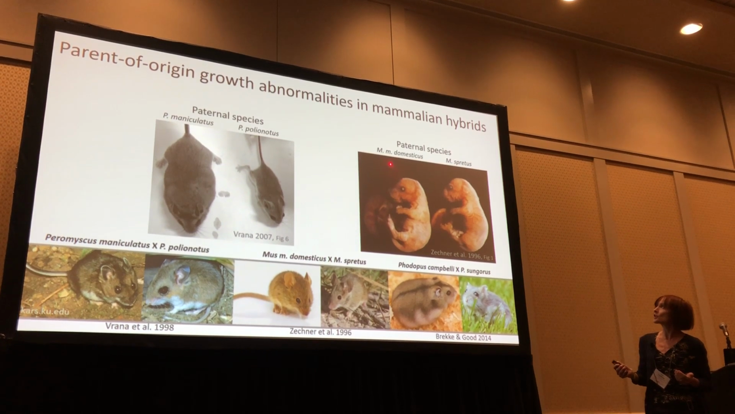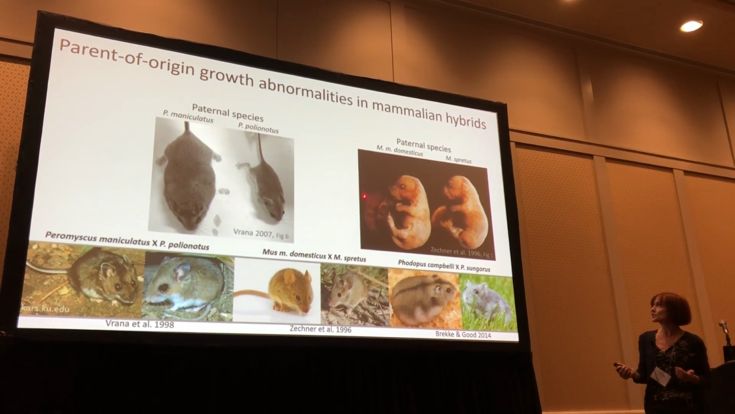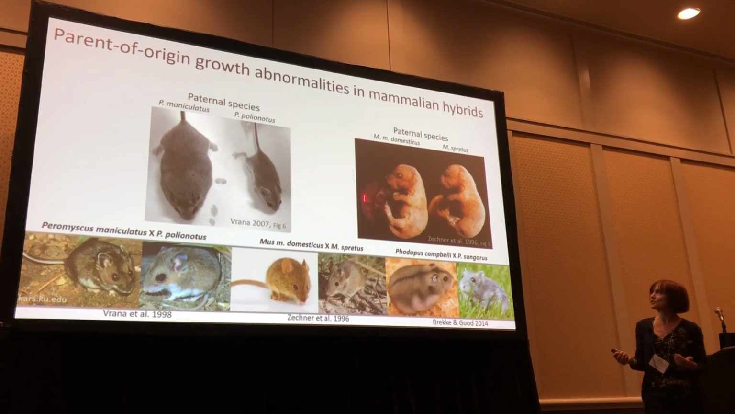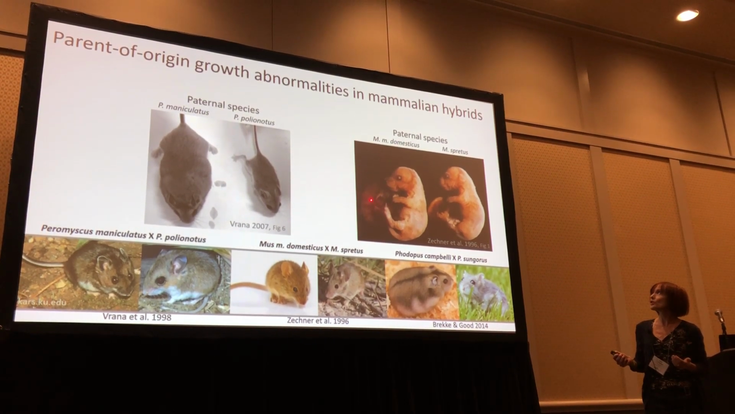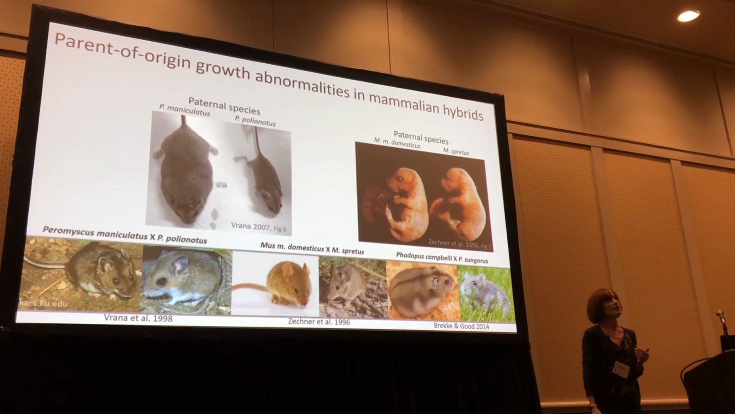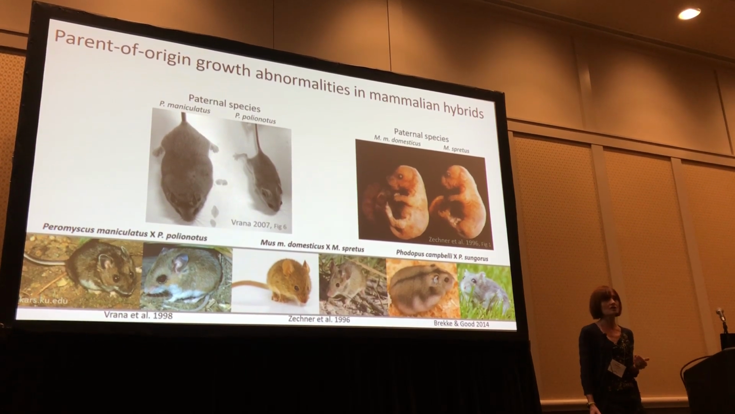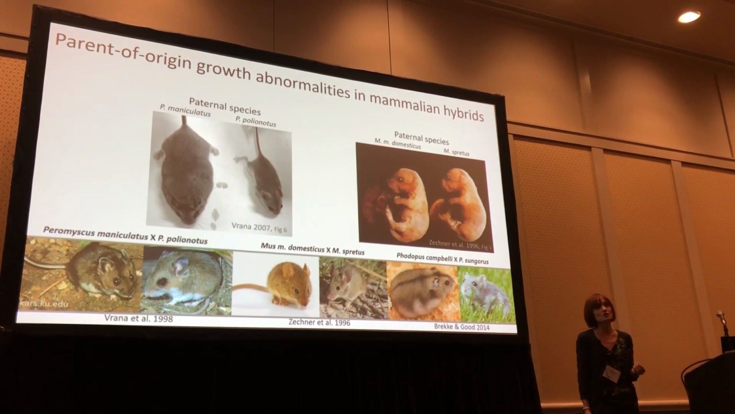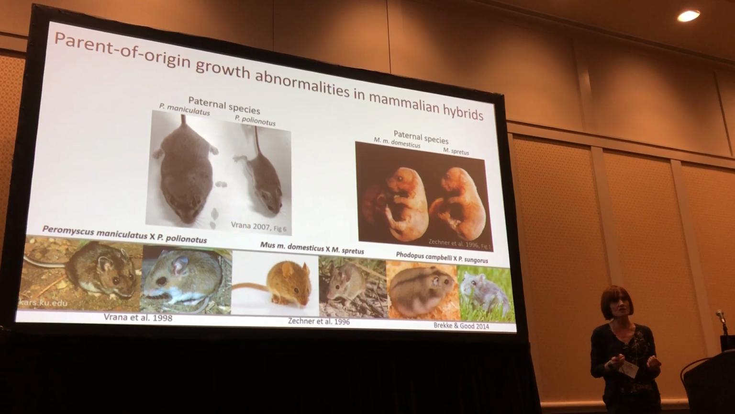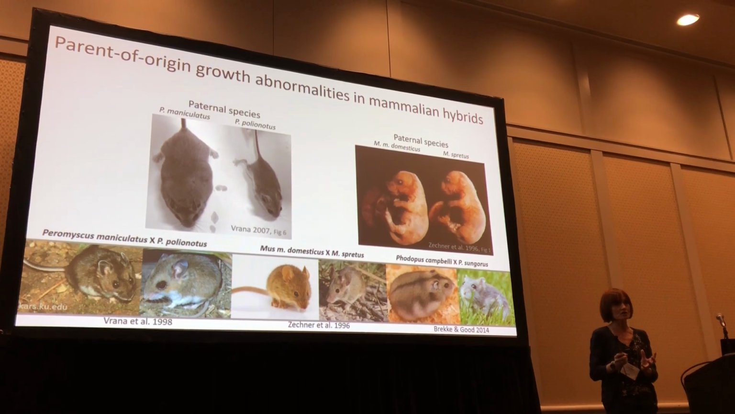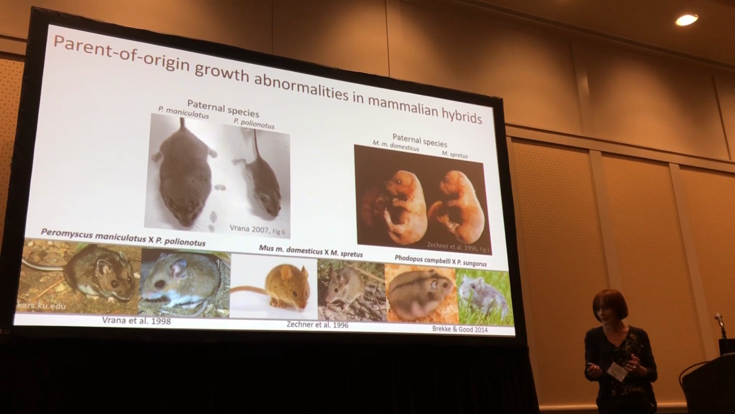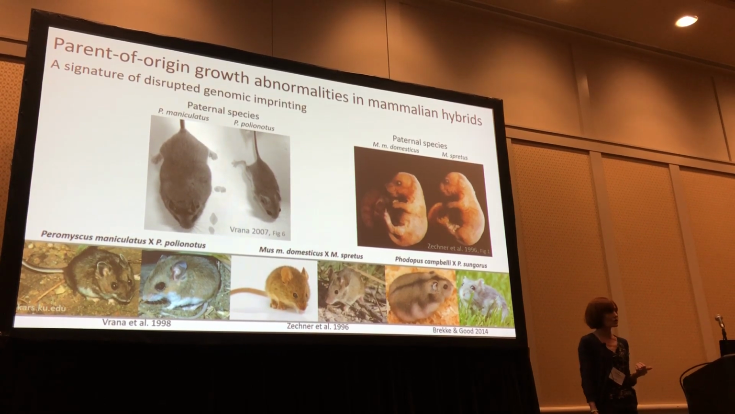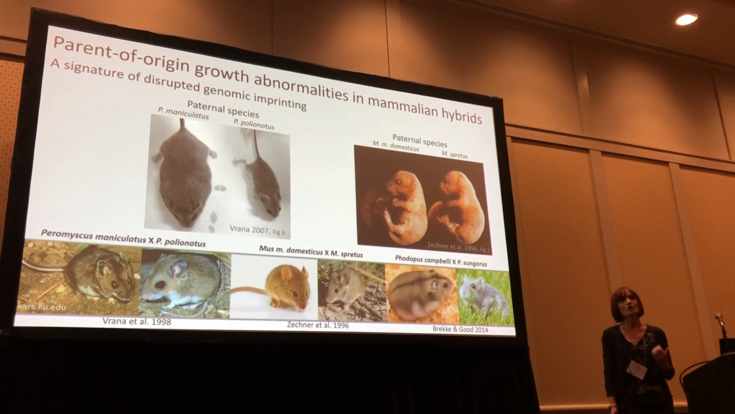So in the cross between domesticus and spretus, when the paternal species is the house mouse, domesticus, placenta and embryos are oversized, and when the father is spretus, placentas and embryos are undersized. And I should say that in all of these crosses, these fundamental differences in size start with differences in size in the placenta. And so this is generally considered to be a signature of disruption of genomic imprinting.